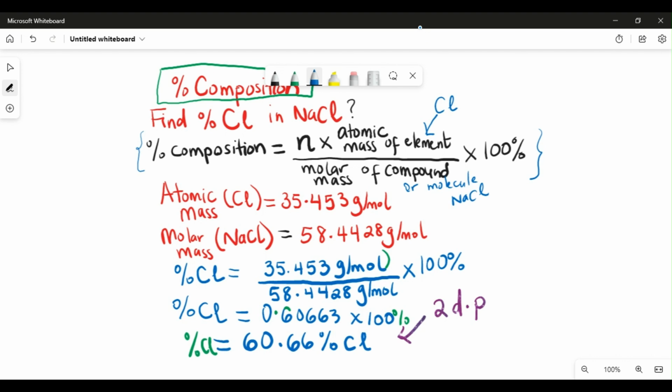We have to determine the atomic mass of chlorine, which we know to be 35.453 gram per mole by using the periodic table. And then we have to determine the molar mass of NaCl, which is 58.4428 gram per mole.